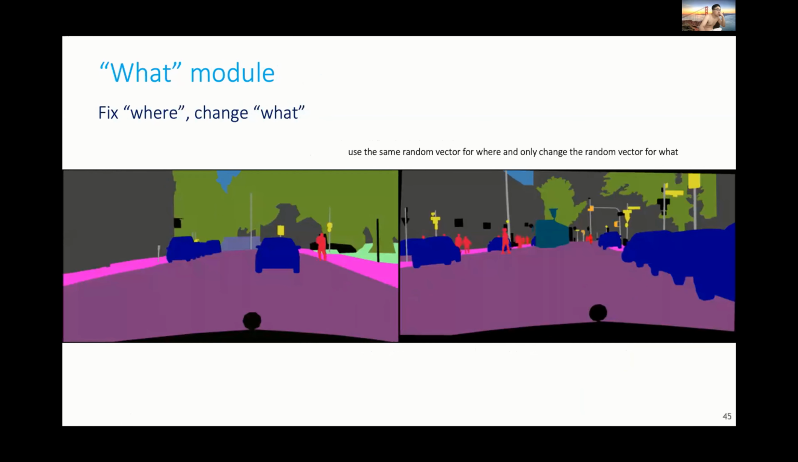So here are some results where we can fix where, but change what. So at one location, we can generate diverse shapes or diverse poses.